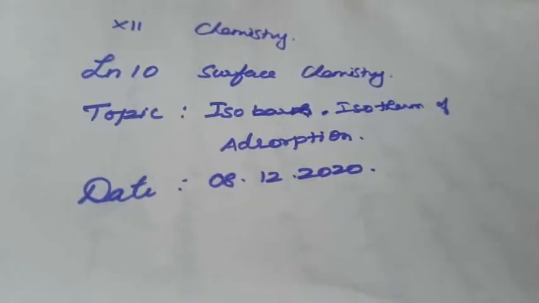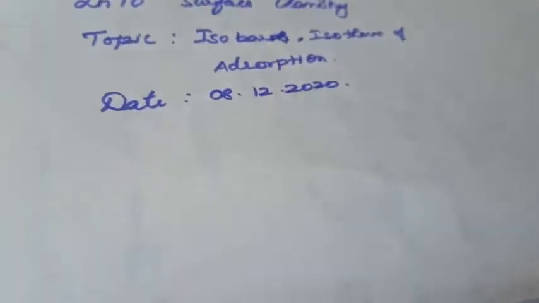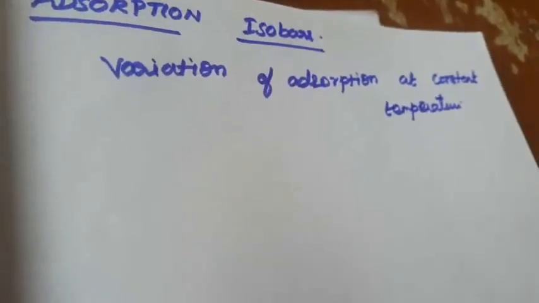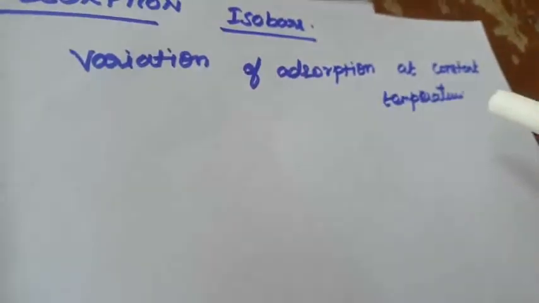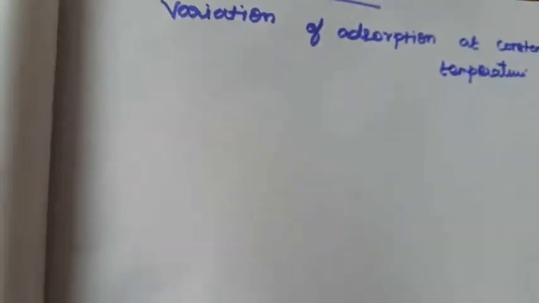The next topic is adsorption isobar and isotherm. First we are going to see adsorption isobar. What is meant by adsorption? Adsorption, as we already said, is the adsorbing on the surface. Here we study the variation of adsorption at constant temperature. First we are going to see how it takes place.